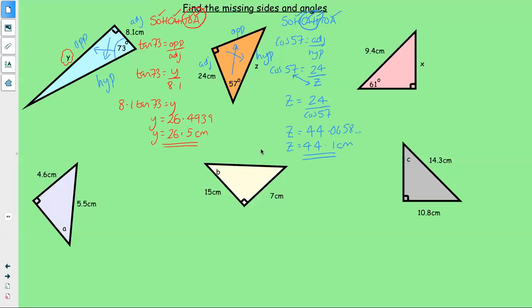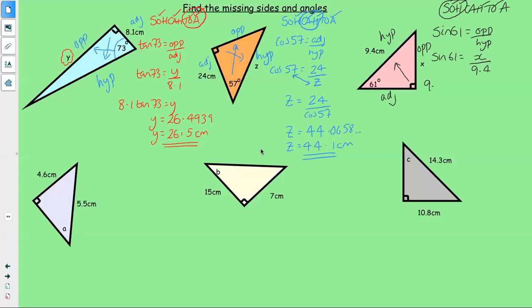Okay. Up to the pink one. So hypotenuse, opposite, adjacent, SOHCAHTOA. The hypotenuse. Then you take the opposite because that's the one that you want to work out. So here, I'm going to use that SOH part, sin of the angle, so sin 61 equals the opposite over the hypotenuse. So sin 61 equals x over 9.4.